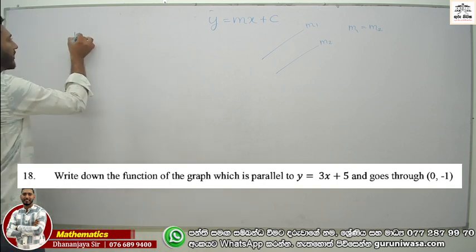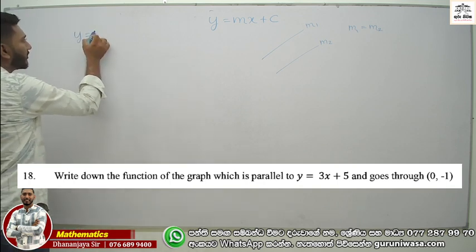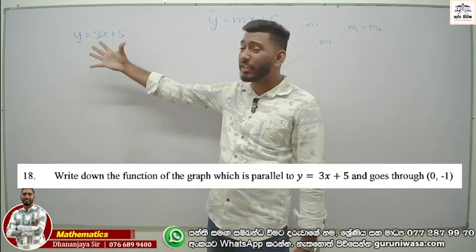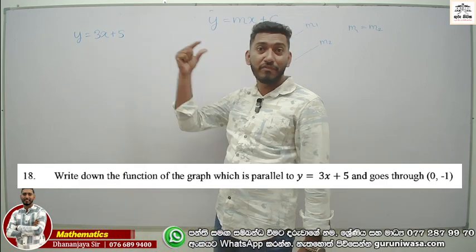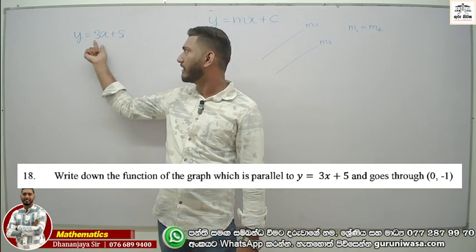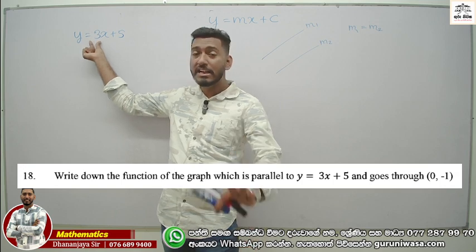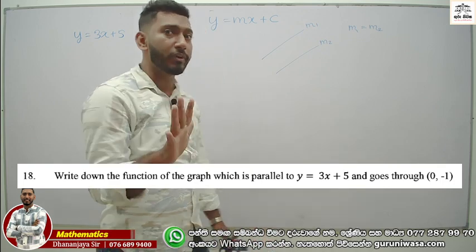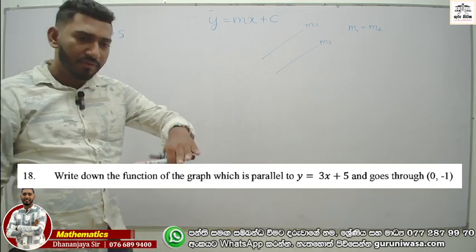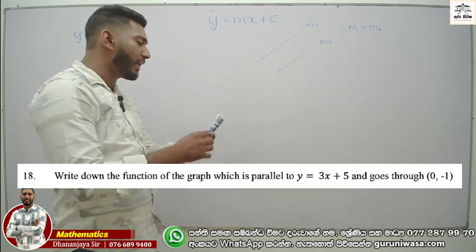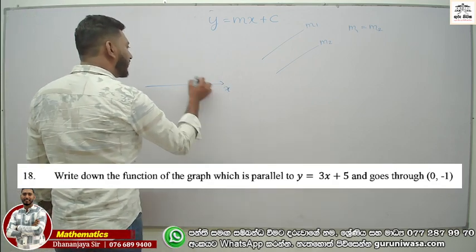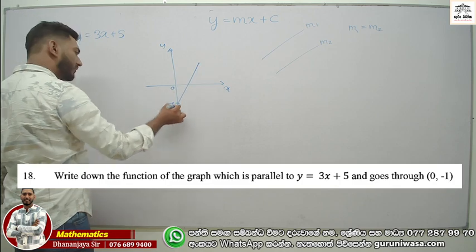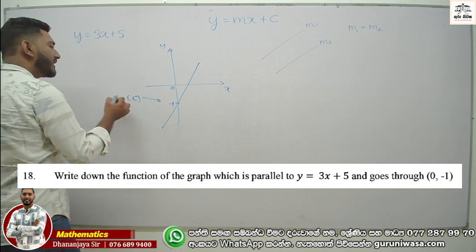Therefore, relevant to this question, y equals 3x plus 5. Now listen, what is the gradient of this graph? The coefficient of x becomes 3, so the gradient is positive 3 and the intercept is 5. And now the question says it goes through (0, -1). Look at this, this is x, this is 1, and (0, -1) is here, going through like this. Therefore, this one should be the intercept.